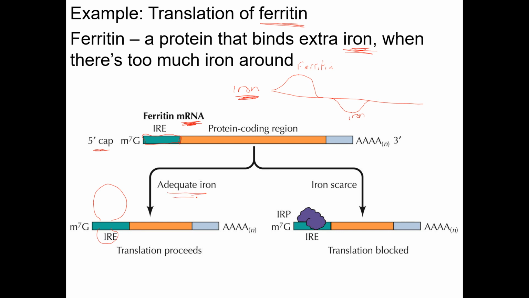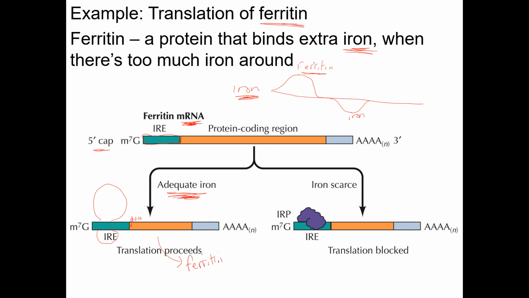So if you have plenty of iron, maybe let's even think too much iron. If you have too much iron, you're going to want to make ferritin to bring the iron levels down. So in that case, you have this ferritin mRNA floating around. The ribosome attaches to it. This part's called the iron response element. The ribosome attaches to it. When the mRNA gets to here, the AUG, it's going to start translation, and you'll make the protein ferritin.